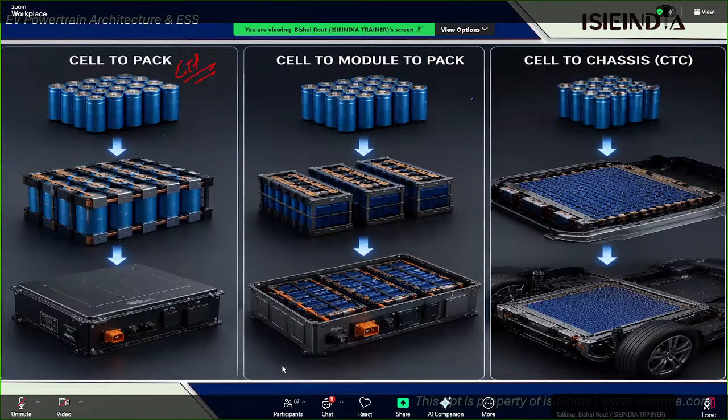But there is an intermediate thing called a module, and we are reading about the various approaches that manufacturers generally follow.